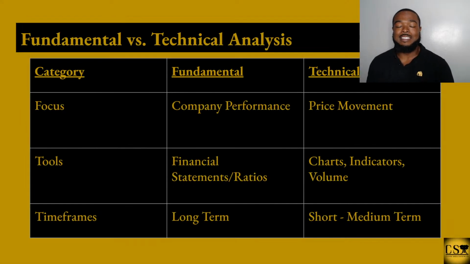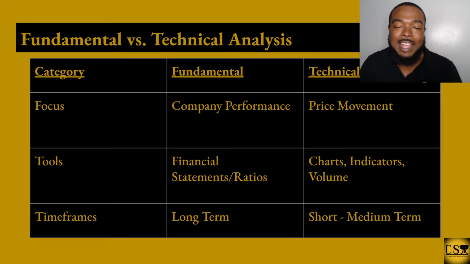Okay, so it's fundamental analysis versus technical. What are the differences? The main differences are the focuses, the tools, and the time frames. So the focus for fundamental analysis is company performance. Like I said, we're looking at financial reports, earnings reports, income statements, stuff like that. But with technical analysis, we're strictly focused on the price movement of the stock as the main substance of what we're determining our entry and exit off of. Then you have the tools you use to determine this. In fundamental analysis, you've got the financial statements and the different ratios we talked about.